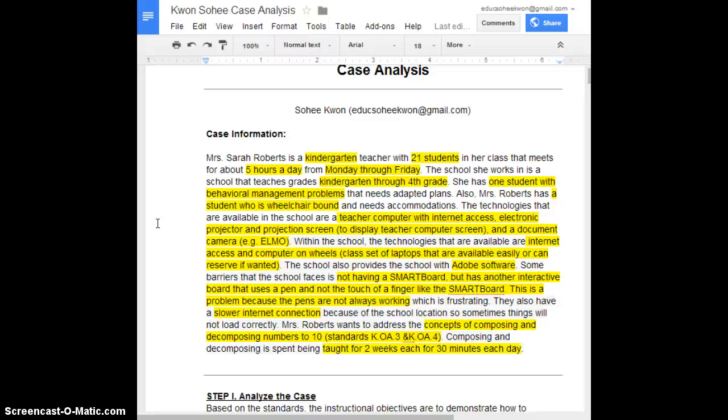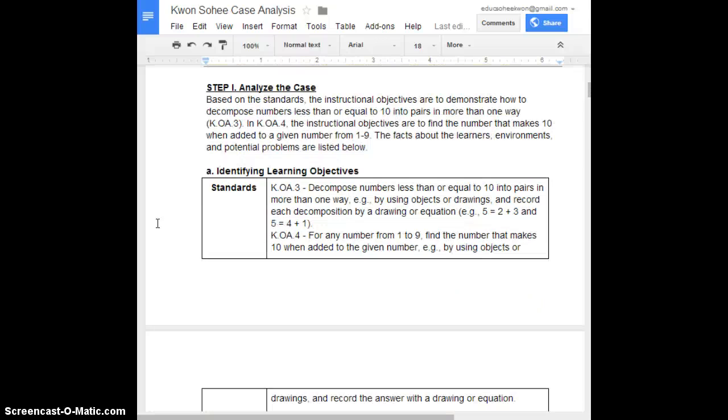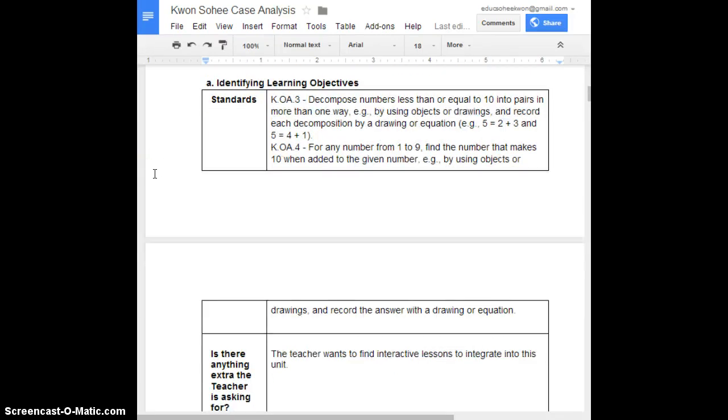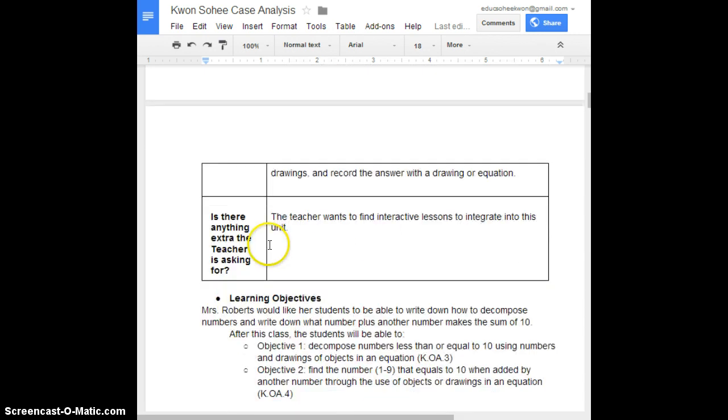with them. The specific case focuses on the kindergarten standards, which is down here, which is the KOA3, decomposing numbers less than or equal to 10 into pairs of more than one way, and KOA4, which is for any number from 1 to 9, find the number that makes 10 when added to the given number by using objects, drawings, or recording the answer with a drawing or equation. The kindergarten teacher is asking to find interactive lessons to integrate into this unit.